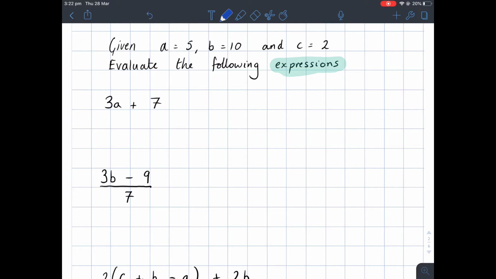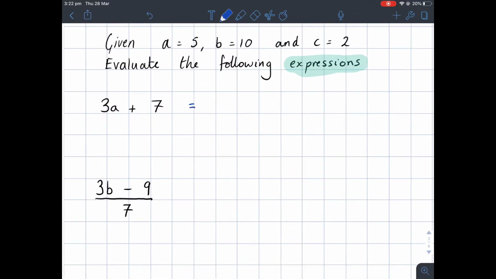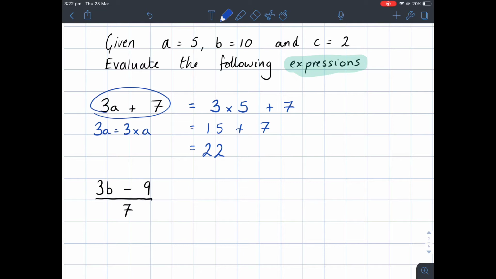So for 3a plus 7, the only variable here that we've got is a, so we're going to substitute our value of a equals 5 in, so we end up with 3 times 5. Remembering that 3a is the same as 3 times a, based on our previous work on algebra. So 3a is 3 times 5, and then plus 7. Now, again, using BODMAS, 3 times 5 is 15, plus 7, and 15 plus 7 is 22. So if we evaluate this expression, 3a plus 7, we end up with 22.